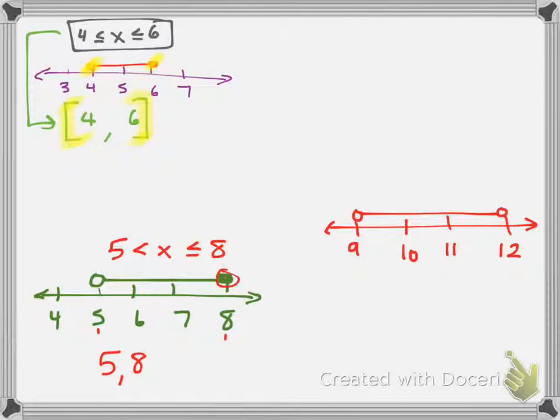We know now that this closed circle here is going to get a bracket. For the open circle, we're going to put a parenthesis. So this would be from 5 to 8, not including the 5, but including the 8.